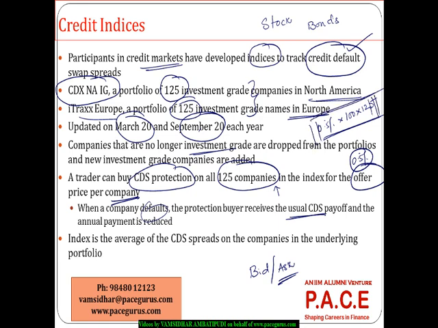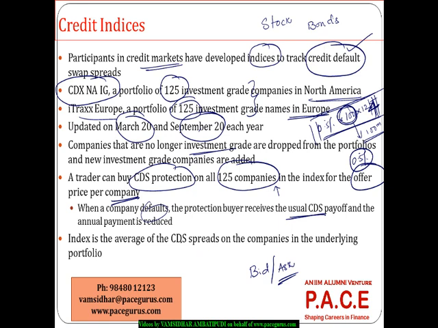And now, in case one of the companies defaults, obviously you will receive the payoff. If it is physical settlement, then you will get all the 100 million, if 100 million is per individual company. And from the next time onwards, the premium that you are paying is multiplied by 124, because one of the companies in that list has defaulted. So that's the way the process goes.